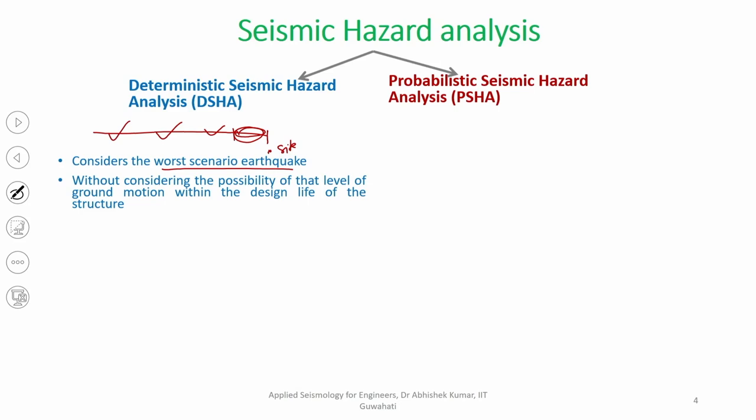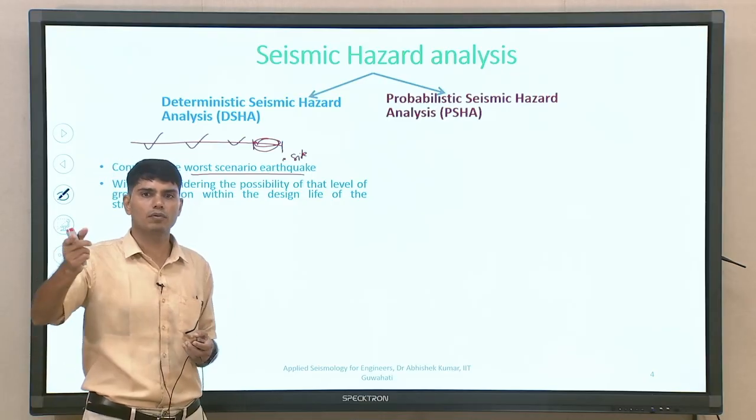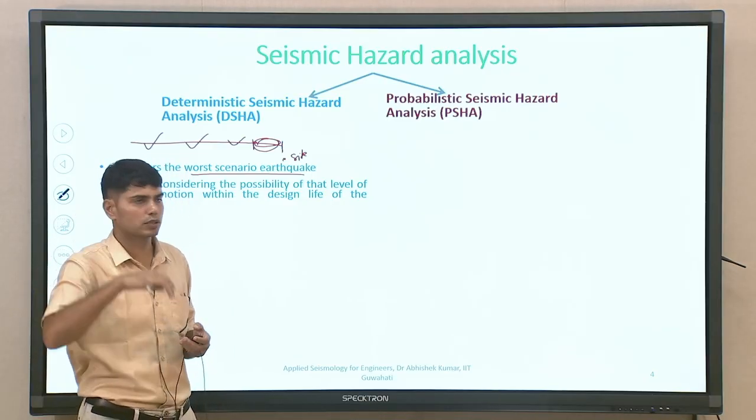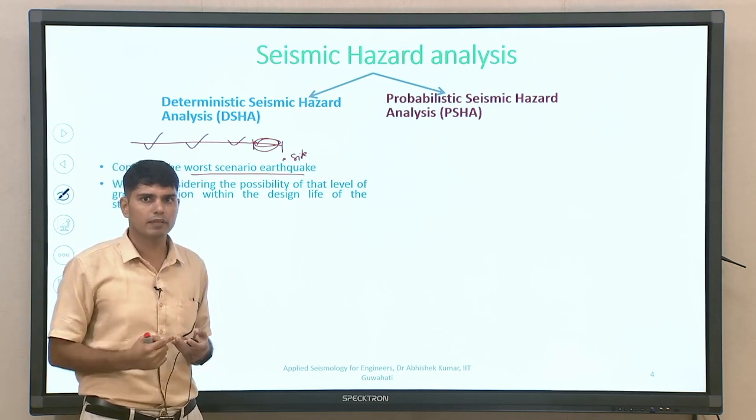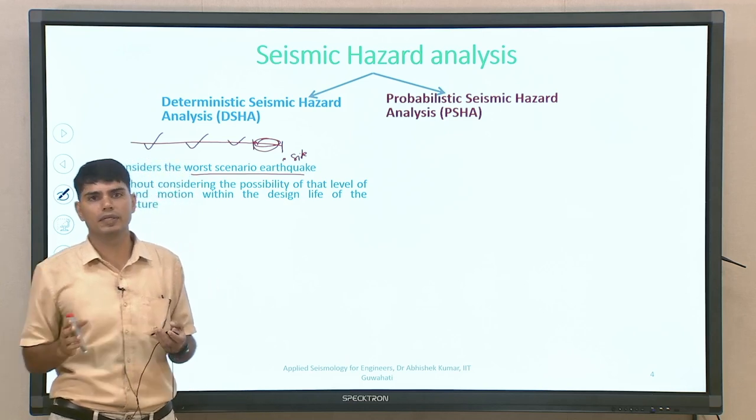Because if this worst scenario has no possibility of getting repeated in maybe the next 200 years also, definitely whatever ground motion parameters I am taking into account resemble an over-safe design. The ground motion I am taking for my building design has a return period such that it is not going to get repeated in the next 200 years, but yet I am taking it for the design of my building, which itself has a design life of 50 years.